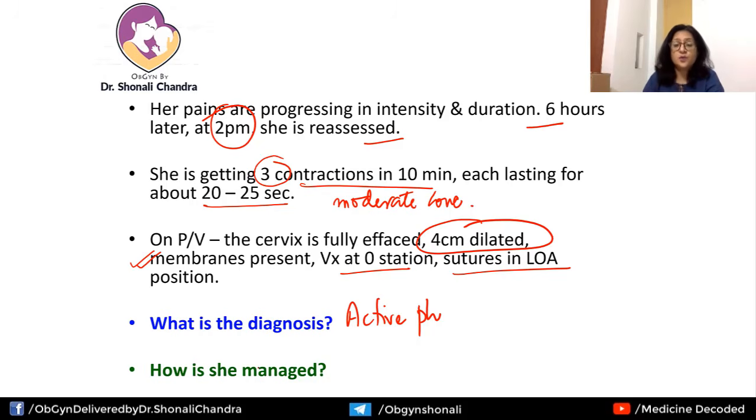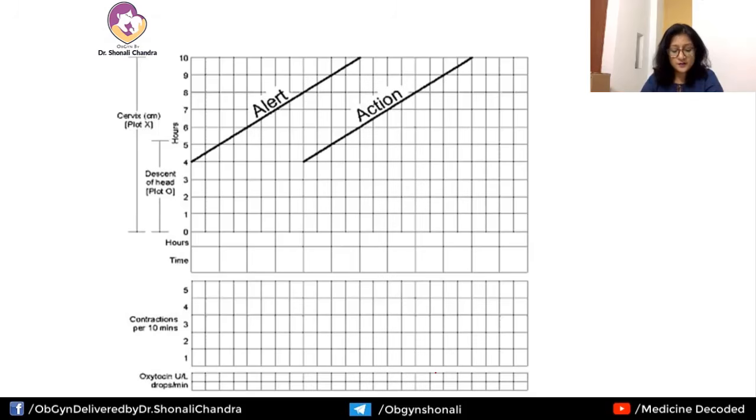Now we will start plotting the partogram. So let us see how we plot the partogram in this case. So at 2 p.m. here, she is 4 centimeters dilated. The dilatation is plotted as an X. Now, if at 2 p.m. she would have been 5 centimeters dilated, I would have made the plot here. If she would have been 6 centimeters, I would have made the plot here. So the first plot, friends, is always to the left of the alert line.